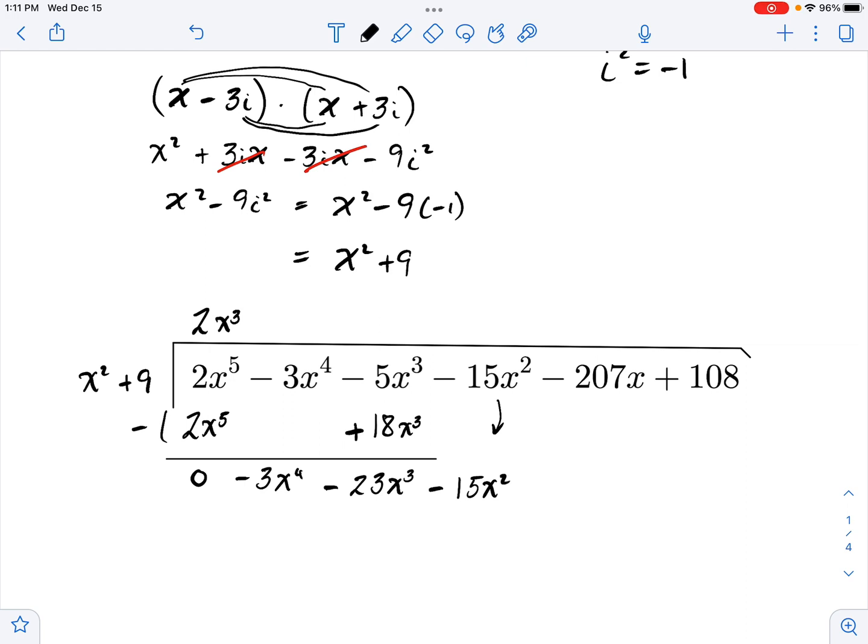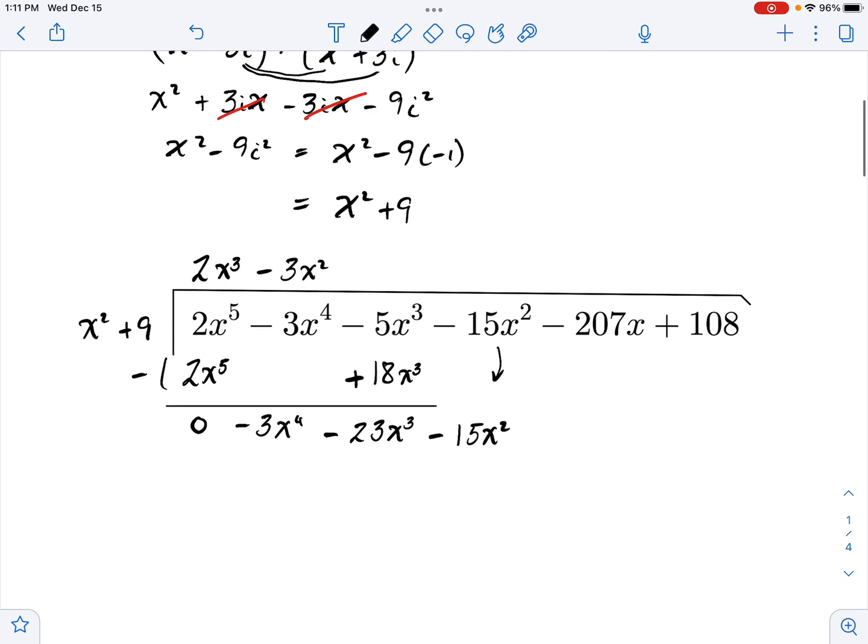squared. X squared here goes into minus 3x to the 4 minus 3x squared times. So that is minus 3x squared. Minus 3x squared times x squared is minus 3x to the 4. Minus 3x squared times 9 is minus 27x squared. So that is minus 27x squared. And I'm going to put it here underneath the minus 15x squared, again for that same reason. I have to add and subtract like terms.